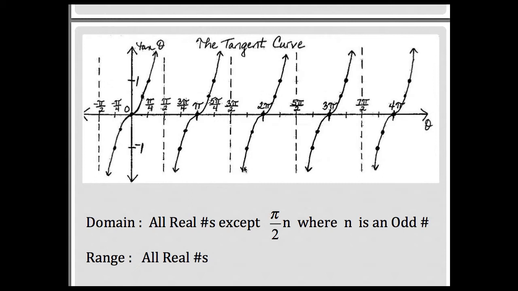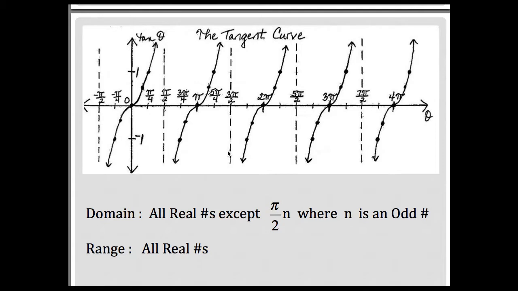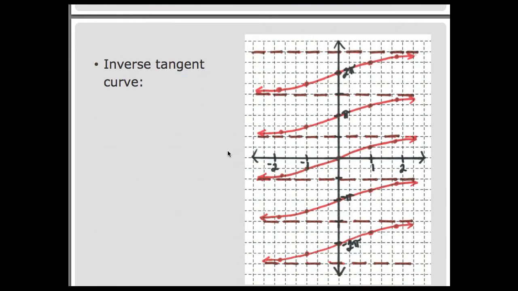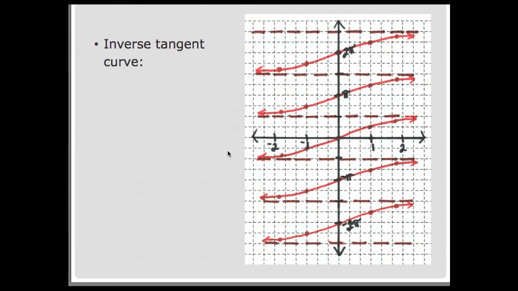So if we wanted to come up with the inverse tangent curve for this, again, we're going to take every one of these, we call these branches, all together they collectively make up the tangent curve. We're going to take the points on each of these branches, flip-flop the x's and y's. Pretty much now our asymptotes are going to go horizontally. And our curve looks like that. That's what the inverse tangent curve looks like.